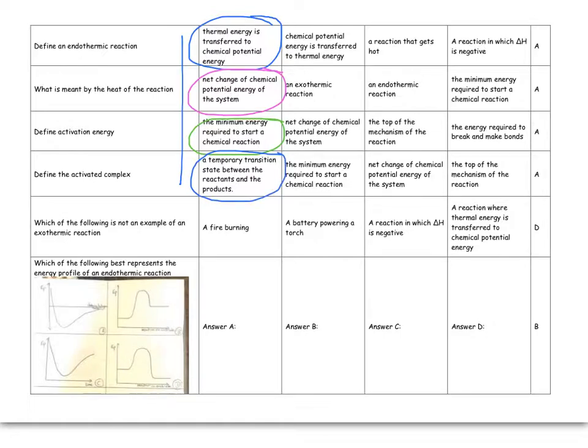Which of the following is not an example of an exothermic reaction? While a fire gets hot, a battery makes energy. It makes electrical energy, so that's exothermic. A reaction where delta H is negative is exothermic. A reaction where thermal energy, heat, is made into chemical, that is an endothermic reaction. And therefore, D is your correct answer. It's the only one that's not exothermic.